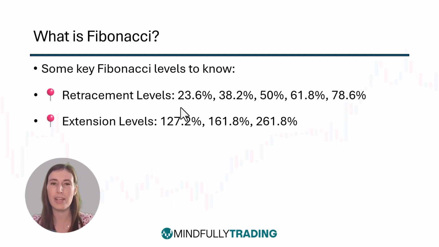And there are also extension levels, which would be the 127%, 161%, and even the 261% levels. Now we're going to go through what this means, what retracement levels are compared with extension levels, and everything right now on the charts.